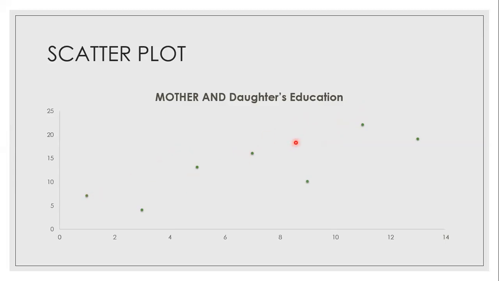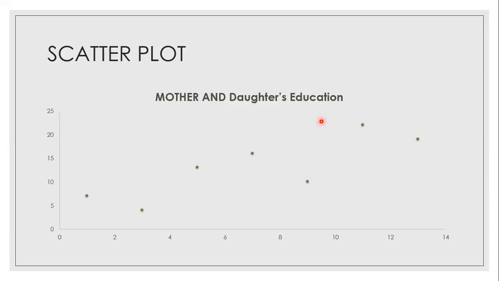So if we were to impose a line here, and if we were to calculate the correlation coefficient, we would expect a positive value, because these two variables seem to be related in a positive way, meaning that as the mother's education increases, the daughter's education also increases.